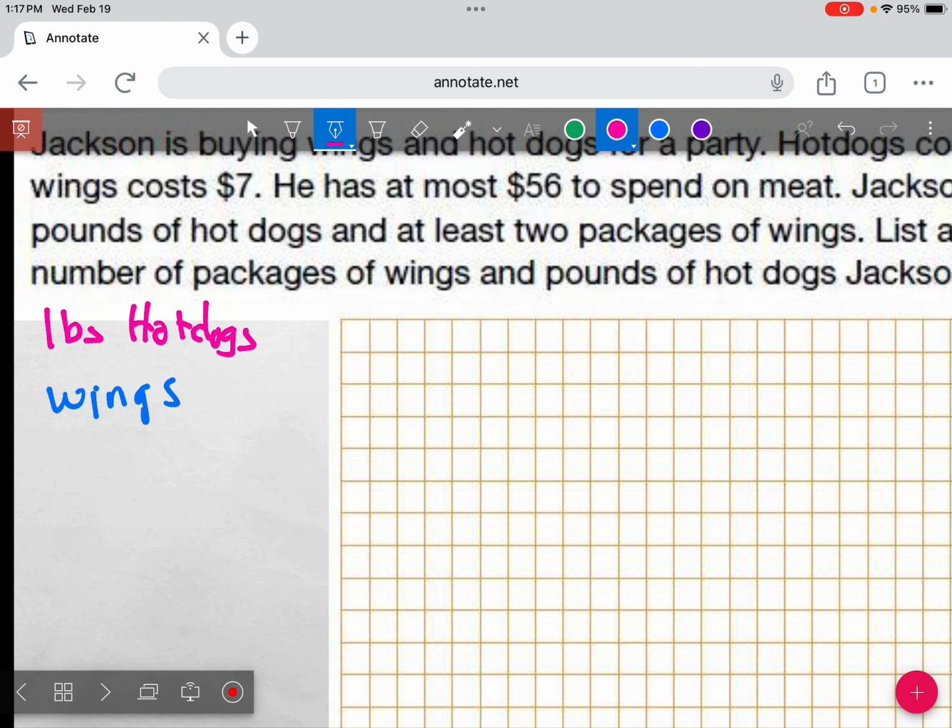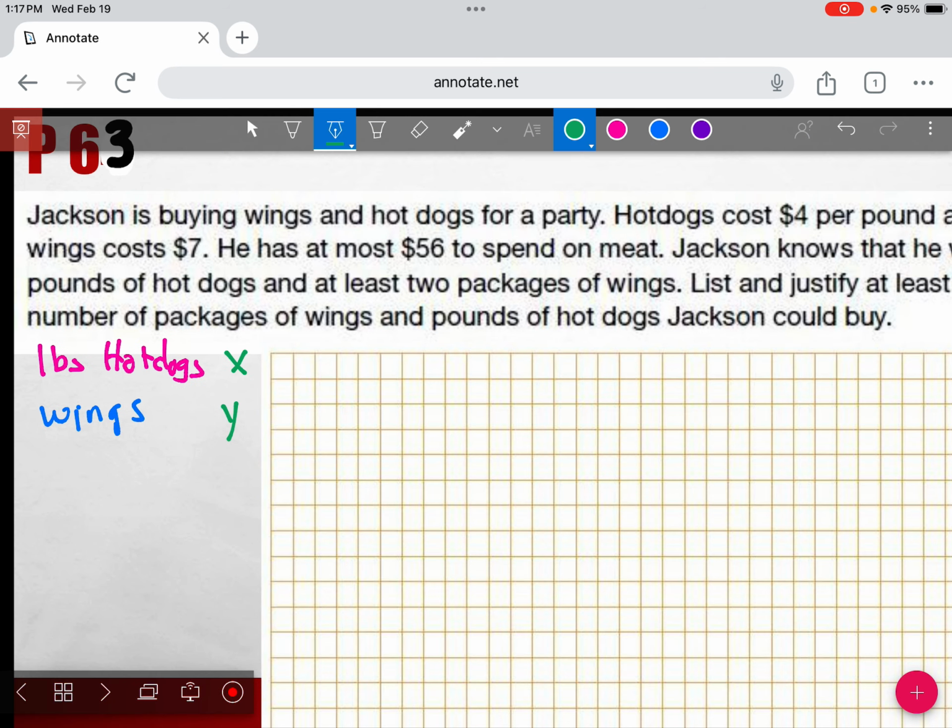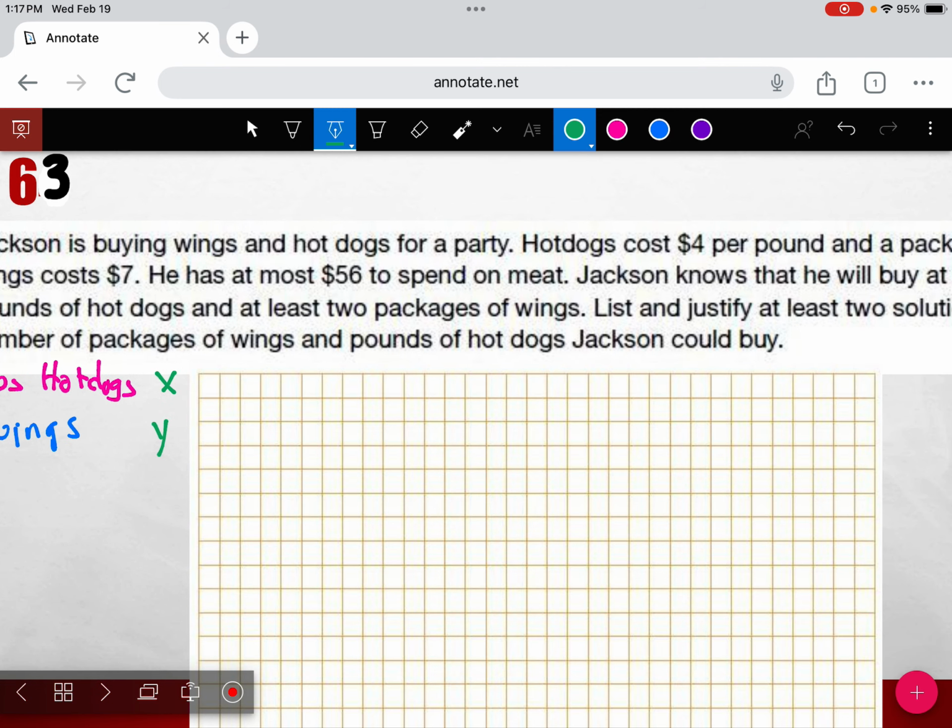Which one did you guys put for X? Hot dogs is X and wings is Y. Totally fine. Does wings deal with flight? I don't know. Not much. Chickens don't really fly all that much. How does that help? What can we do with that? How can we write an equation in here?